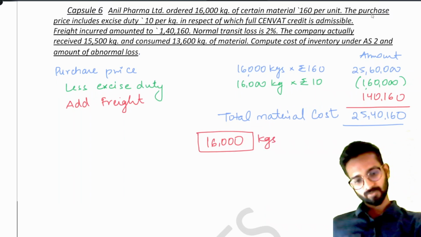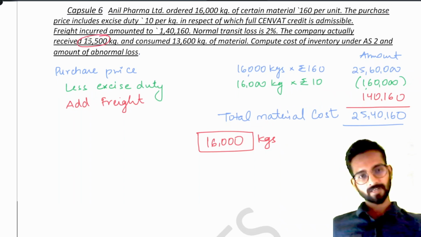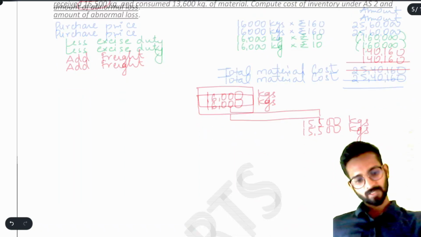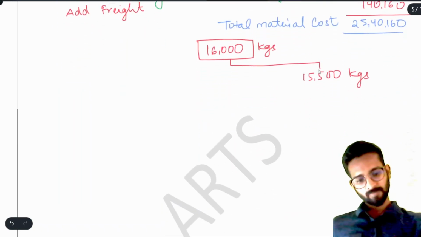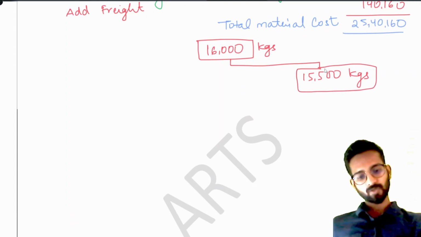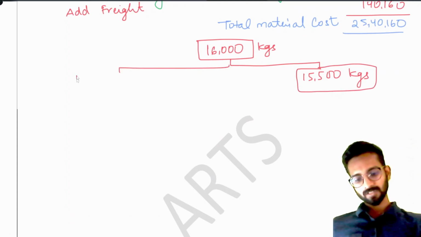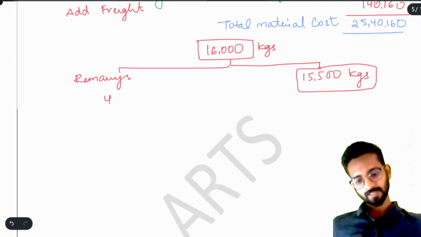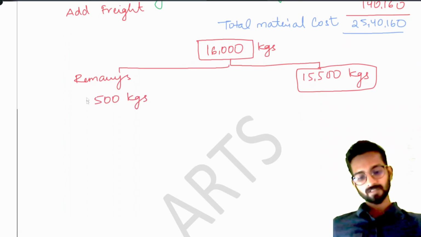Okay, if I tell you we have received only how much? 15,500 kilos. So it means 15,500 kgs were received. But if 15,500 kgs have been received by us, what happened to the left? How much is remaining? You will say, sir, remaining is 400, 15,500, 16,000, that is 500 kgs. Remaining is 500 kgs.